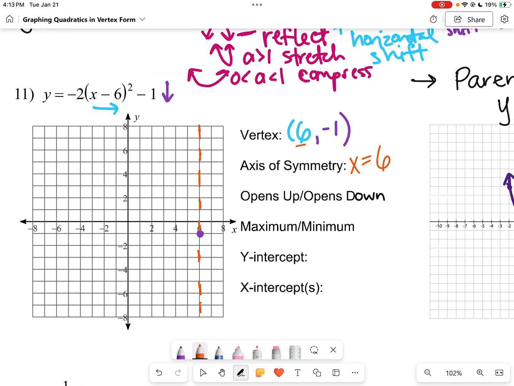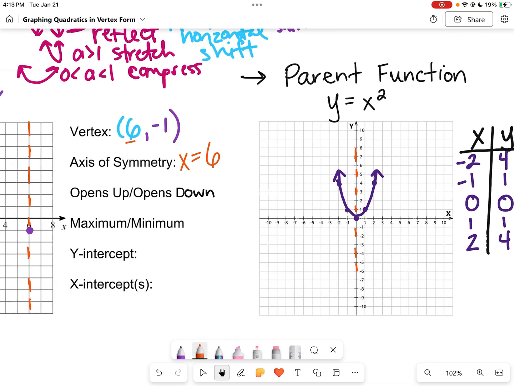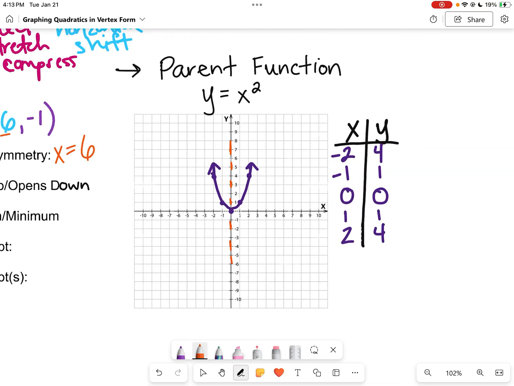So here's the important part. Where do I get the rest of my points at? I know my vertex moves to the right 6 and down 1, but how do I know what the rest of my graph is going to look like? Okay, let's go back to this parent function.